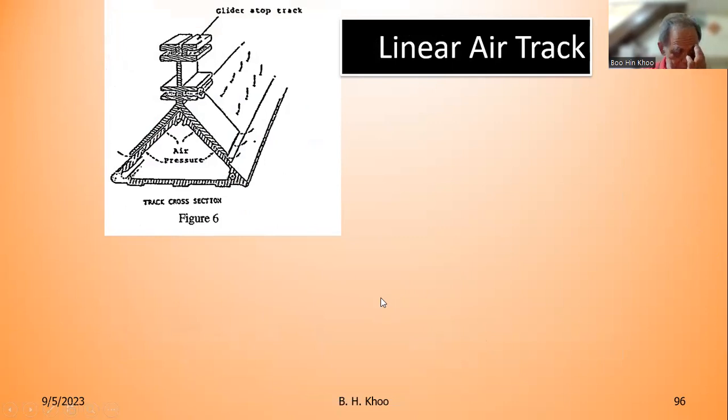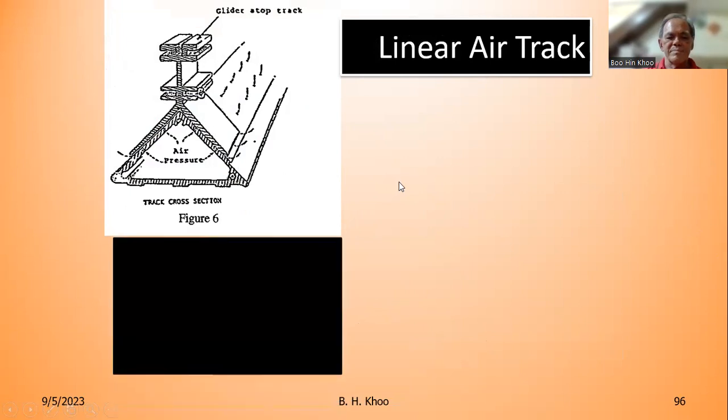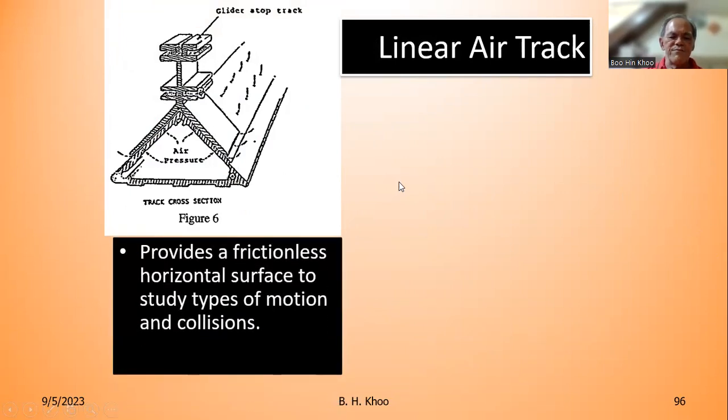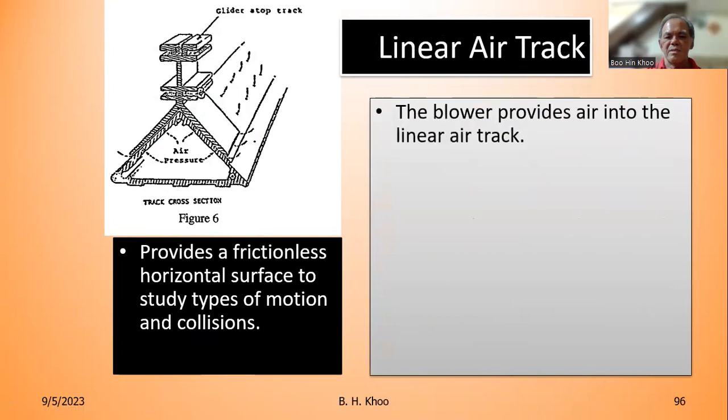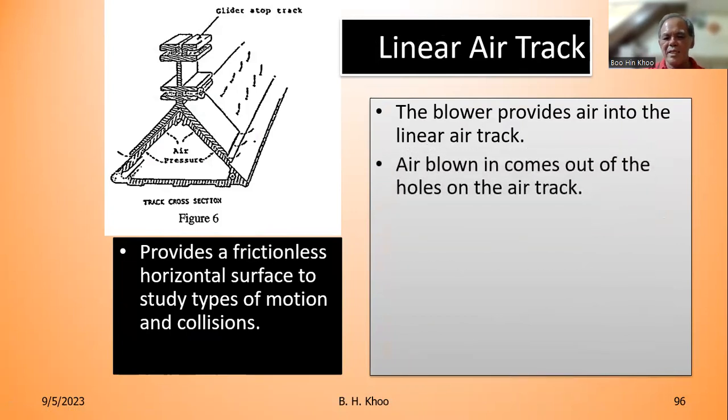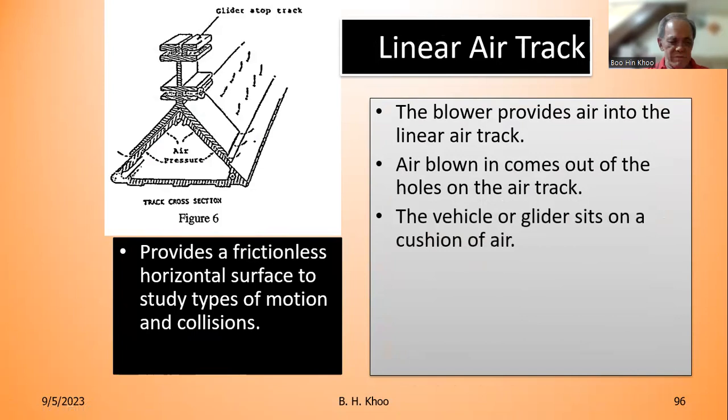This one presents to you how the linear air track would look. There are holes there. It provides a frictionless horizontal surface to study types of motion and collisions. The blower provides air. Right? You blow air into the linear track. Air blown in comes out of the holes on the air track. So the vehicle or glider sits on a cushion of air. That's why there's no friction.